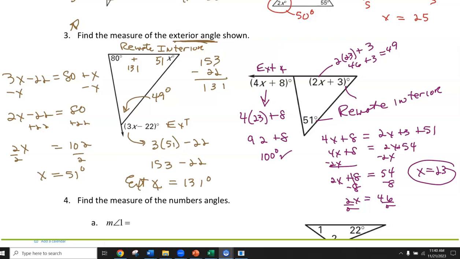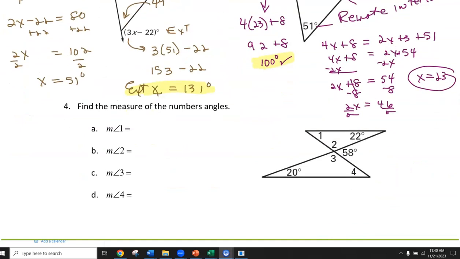What's your missing angle right here? This has to be the supplement to the 100-degree exterior angle. It's going to be 80 degrees. You can solve for everything. So what did they ask us to solve for? Just the exterior. That answer I'll highlight for you. That was 100 here, and the exterior over here was 131. But solving for everything else is excellent practice.